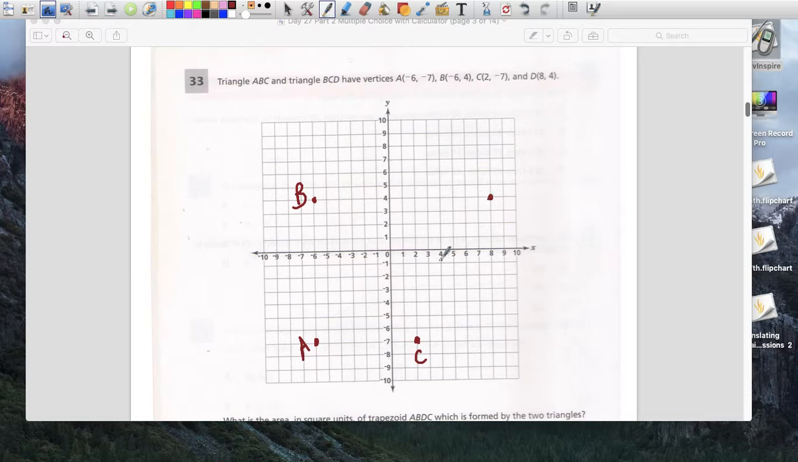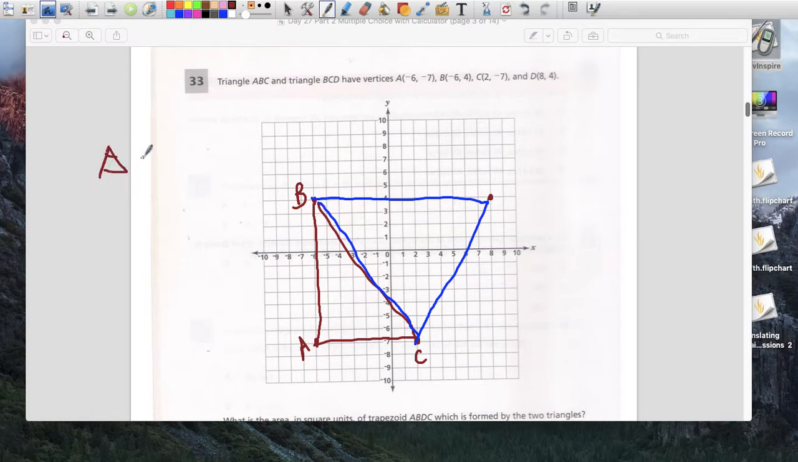What is this? Is it a trapezoid? Triangle ABC. Is this a triangle? Yes, it is. Triangle ABC, right? That's a triangle. Let me change colors. And triangle BCD. So, okay, I see. There's two triangles. You can see clearly that there's the blue triangle and the red triangle. And we want to find the area of both triangles. That's not that bad. So let's try the red triangle.